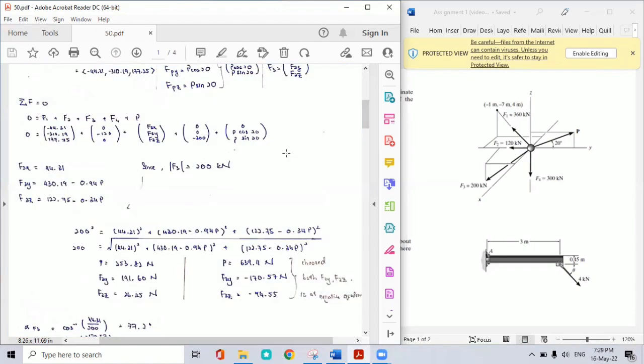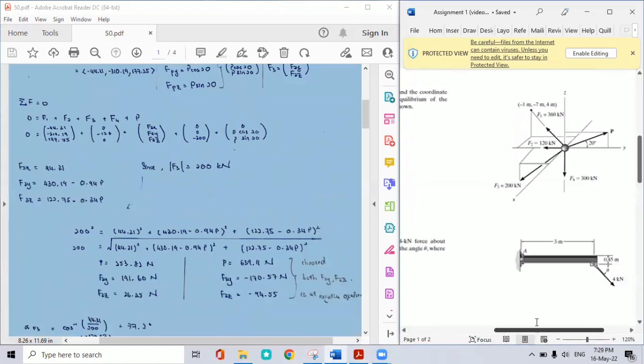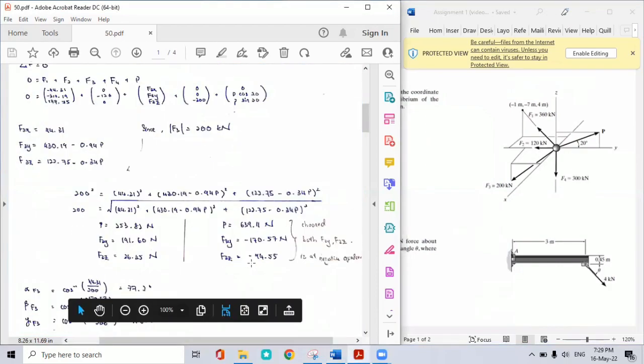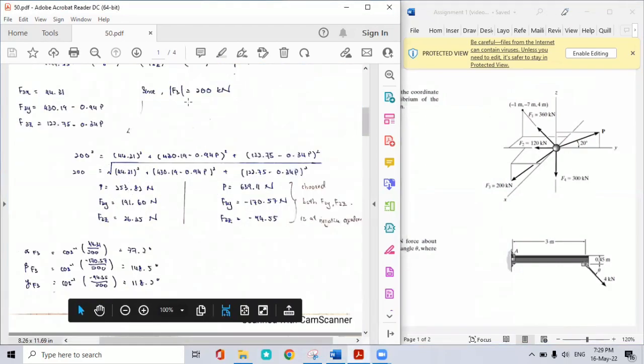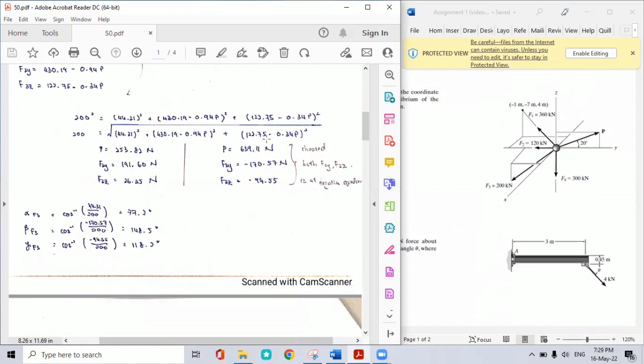Why? Because we know that if we sum up the squares of these three direction magnitudes, we will have 200 squared of these values right here. So after that, we just do the solving, and then we found that P equals 253.82, and P equals 639.11 Newtons.